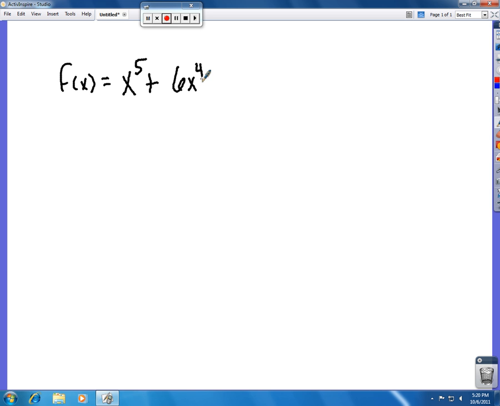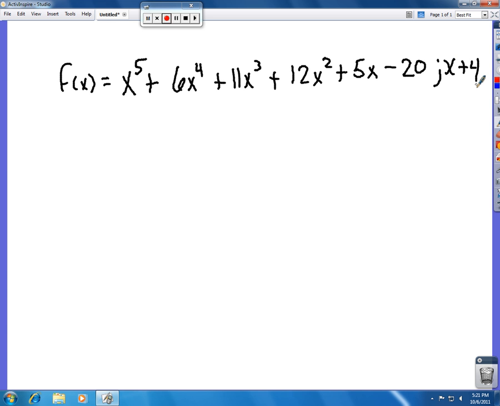Let me write this out real quick. Plus 12x squared plus 5x minus 20. And again, we want to know if x plus 4 is a factor of this f of x, but we have to rewrite it like such. So we're going to have x minus negative 4, and negative 4 is our k, so that negative 4 comes out in front of the radical, and now we drop down our coefficients.